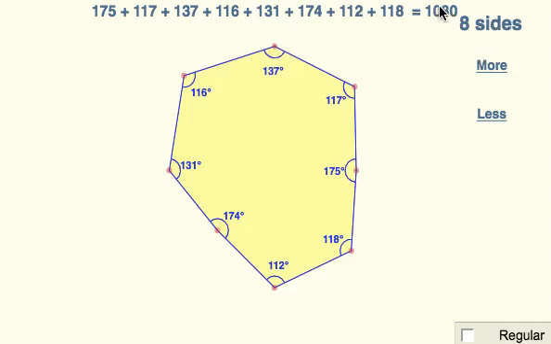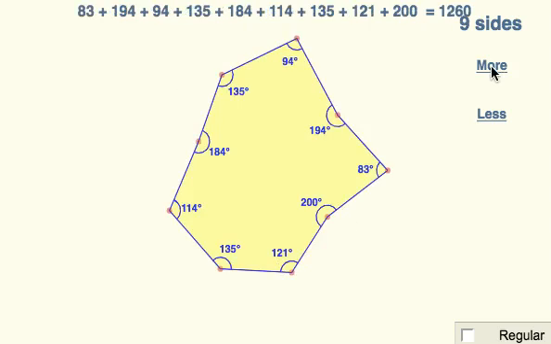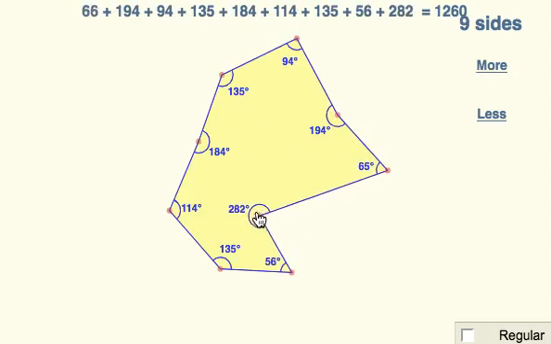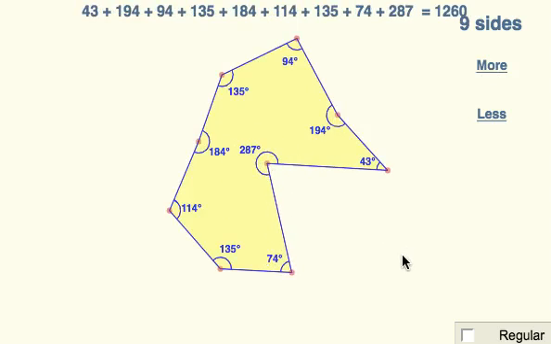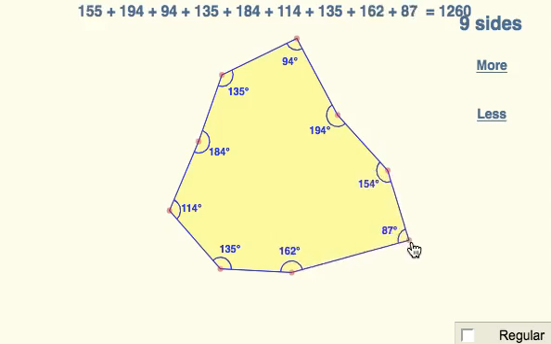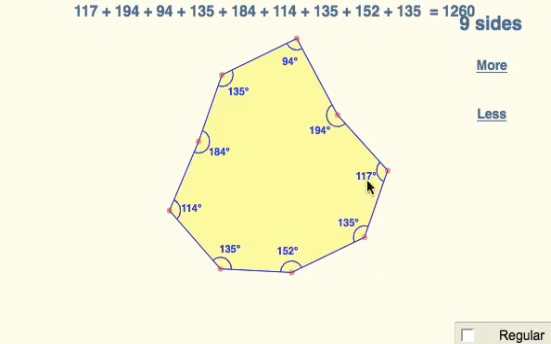If it's 8 sides, that's 1080. If I bump that to 9 sides, this number is going to go up by 180 more because it's one more triangle I can fit in it, right? So that's your basic rule about interior angles. Now, the next thing we're going to look at is applying that rule as a formula that helps us solve problems.